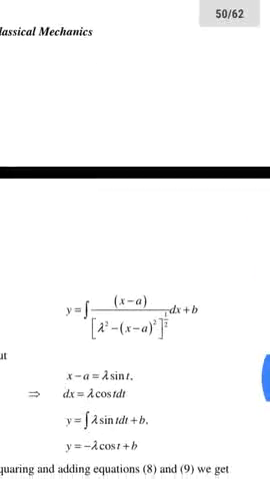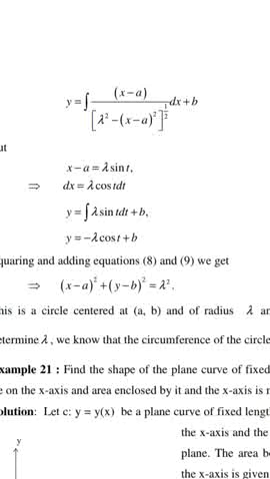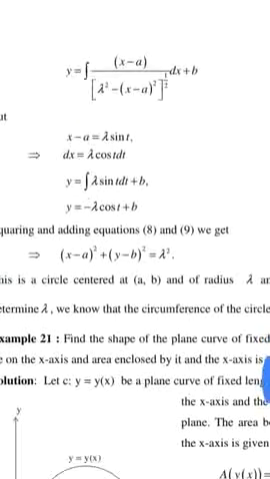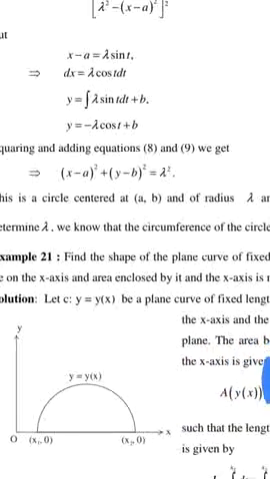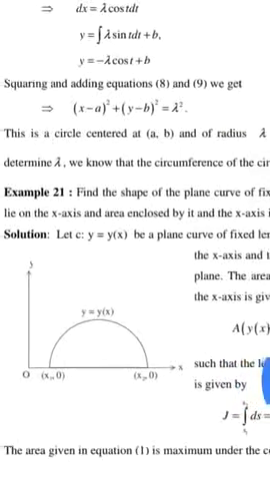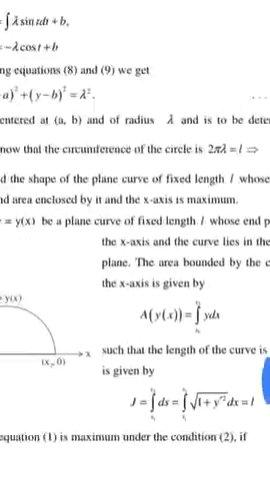Squaring the equations, x minus a is equal to lambda sin t and y minus b is equal to minus lambda cos t. Therefore, bracket x minus a square plus bracket y minus b square is equal to lambda square sin square t plus lambda square cos square t, and sin square t plus cos square t is equal to 1. Therefore, bracket x minus a square plus bracket y minus b square is equal to lambda square. This is a circle centered at (a, b) and of radius lambda, which is to be determined.